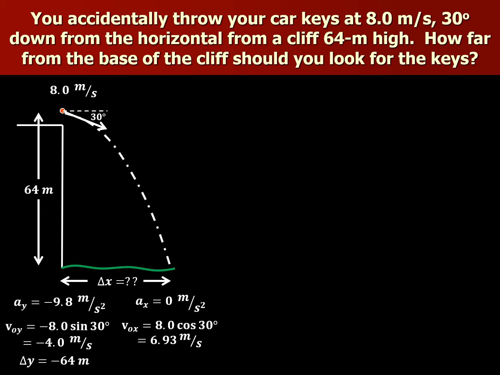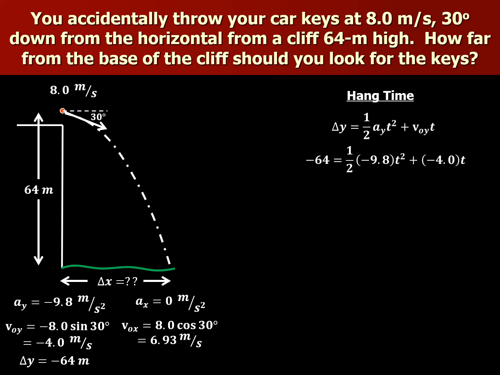Alright, so first we need to find the hang time using the displacement in the y direction. So displacement in the y direction is going to be equal to 1/2 times acceleration in the y direction times time squared plus initial velocity in the y direction times time. Plug in the information we know. Displacement in the y direction is going to be negative because we're talking about downward. It's going to end lower than where it started, so we got negative 64 equals 1/2 times negative 9.8 times time squared plus negative 4 times time.